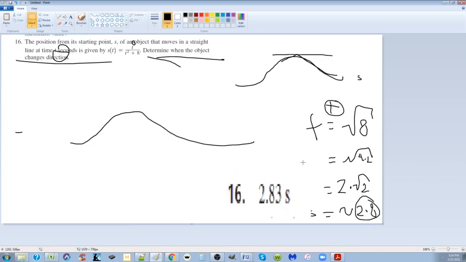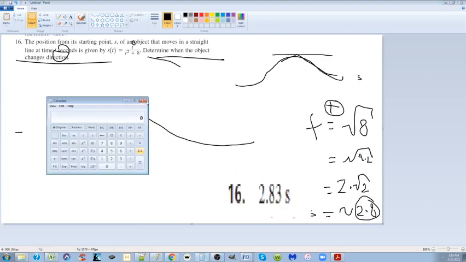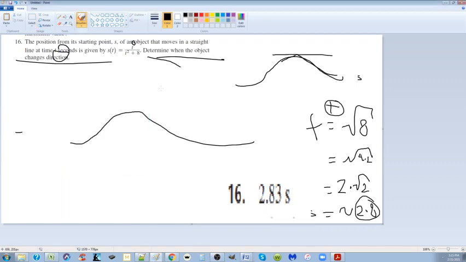And sure enough, if I'd taken the square root of 8, 2.82, it rounds up to 2.83. They're kind of arbitrary about where they're doing their roundups.